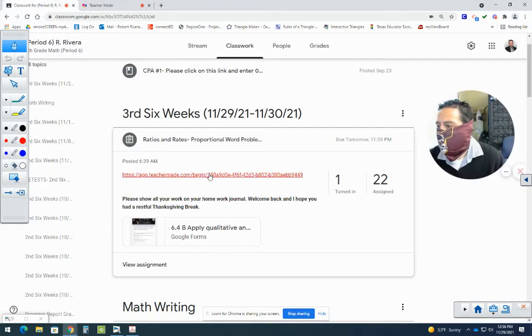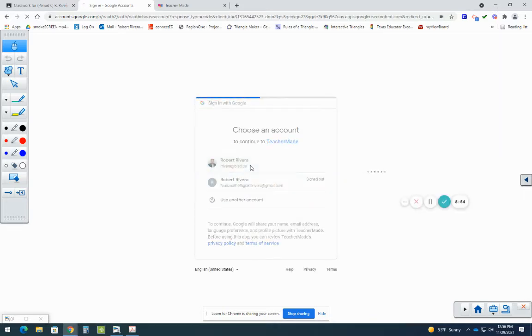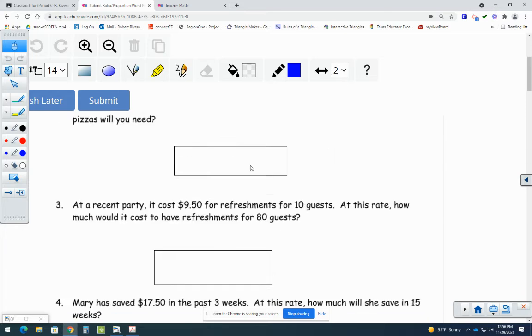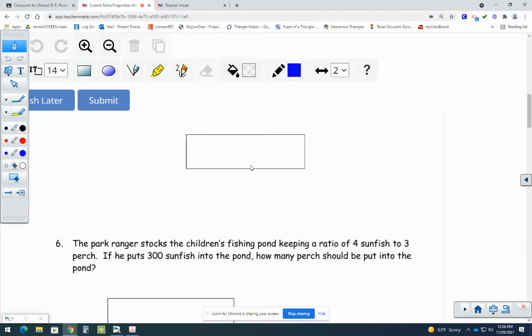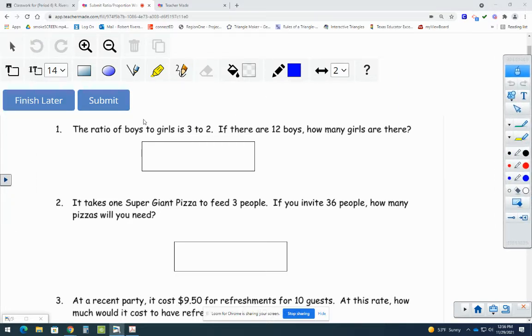Okay, so let's click on this link. We're gonna begin with Google. This is the actual assignment for today. The other ones were just reread problems. So I'm gonna give you today 1 through 6 only. That's it. So you will not click submit on this one. You're only gonna click finish later, and I'll be grading them manually from my screen. So make sure you do not click submit. You're gonna click finish later once you're done with 1 through 6.